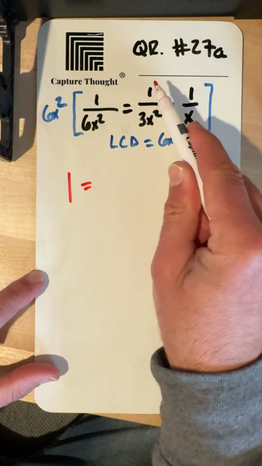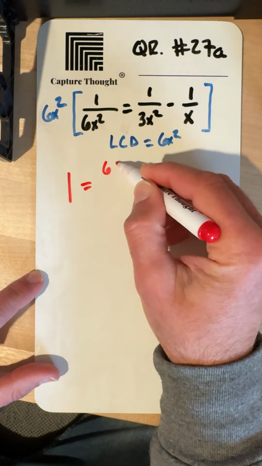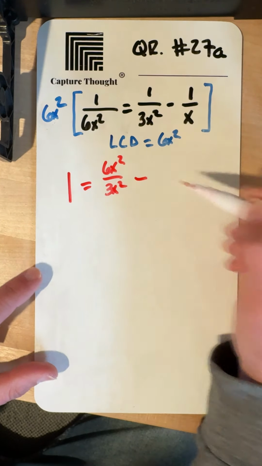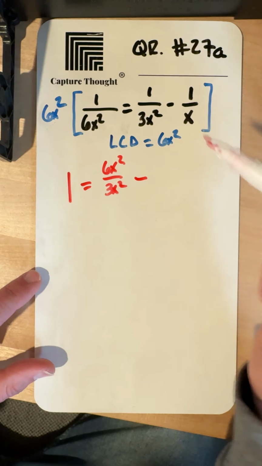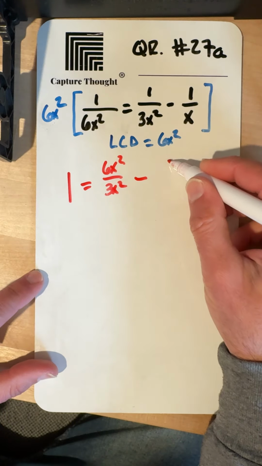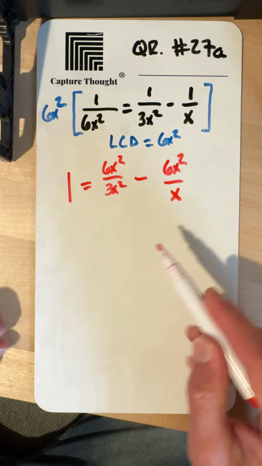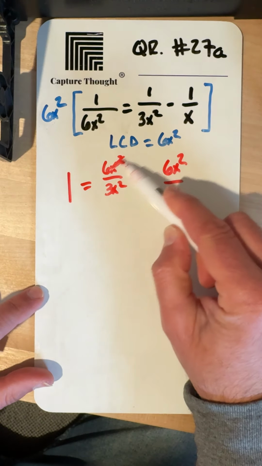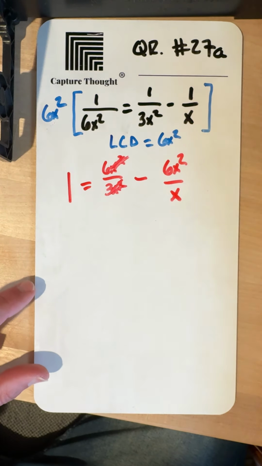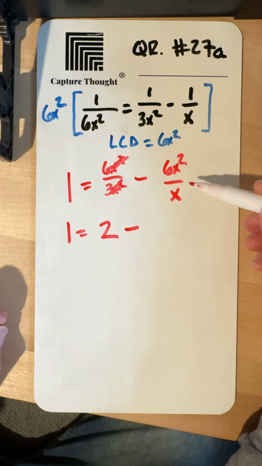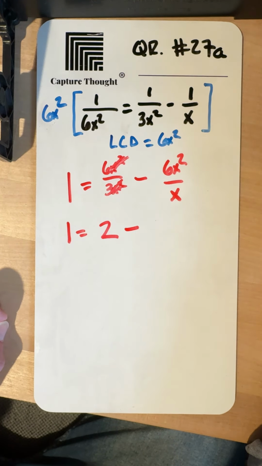If I have 6x squared times 1, I would just have 6x squared over 3x squared. And I'll simplify that in just a second for you. And then 6x squared times a negative 1 over x would be a negative 6x squared divided by x. Okay, so simplifying here, the x squareds cancel out. 6 divided by 3 is just the number 2. So I have 1 is equal to 2 minus 6x squared divided by an x.